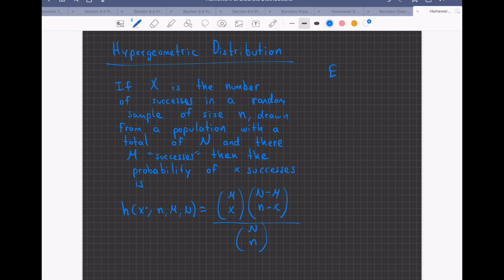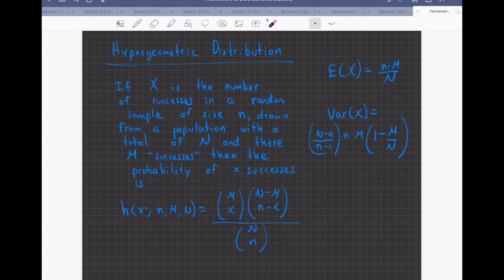The expected value for this hypergeometric is n times M divided by capital N, and the variance is given by (N minus n) divided by (N minus 1) times n times (M divided by N) times (1 minus M divided by N). All right. But what is this for?